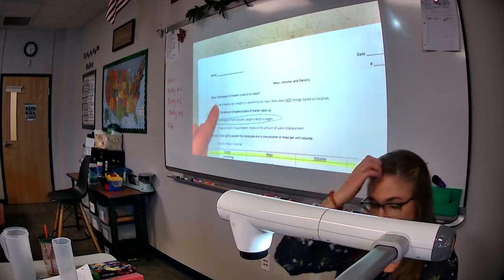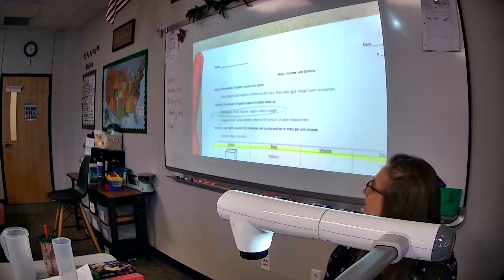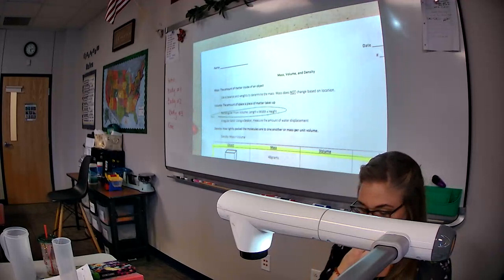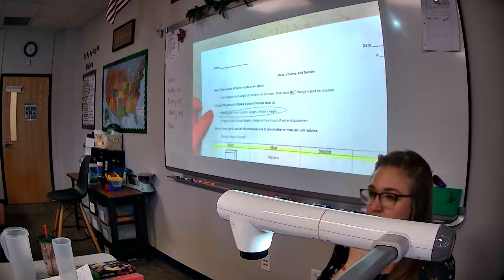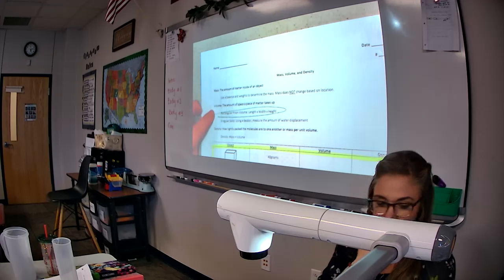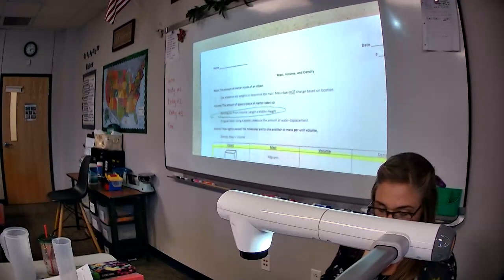Luke? I read the definition of mass, and then use a balance and weights. Yep. Mass, the amount of matter inside an object. Use a balance and the weights to determine the mass. Mass does not change based on the weight. Read the information for volume. Connor? Volume, the amount of space a piece of matter takes up. Rectangular prism volume is length times width times height. For an irregular solid, using a beaker, measure the amount of water displacement. And read the info for density. Sadiksha? How tightly packed the molecules are to one another, mass per unit. Density, mass divided by volume. Very good.